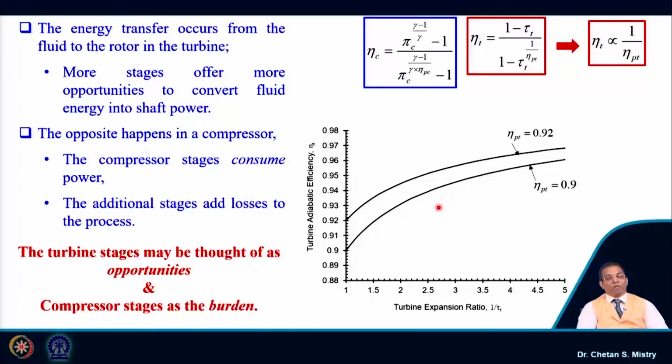Suppose you recall the engine I am displaying again and again, that is the Pratt and Whitney engine, where we have more number of stages for the HP compressor, more number of stages for the LP compressor. In the same way, it has only 2 stages for the HP turbine and multiple stages for the LP turbine.